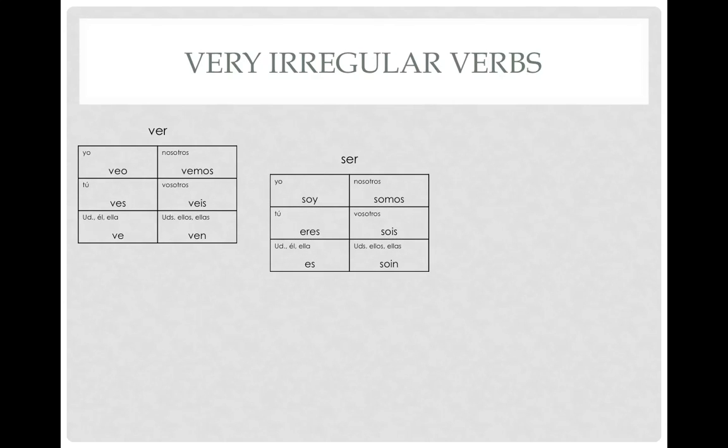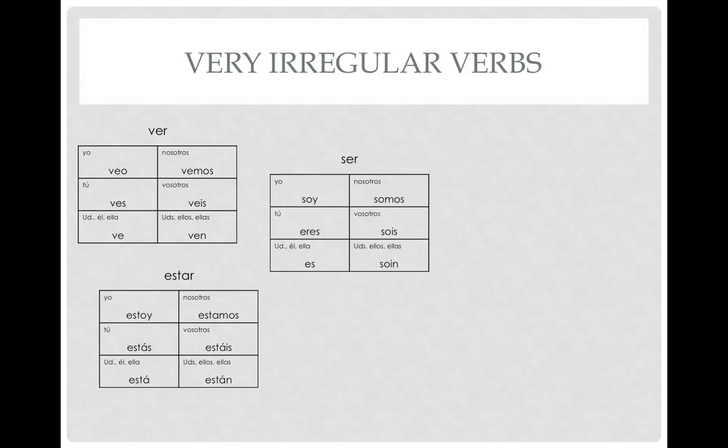The next one is ser. You guys have already learned this verb, so hopefully this looks familiar to you. Soy, eres, es. Somos, sois, son. Estar is your next one. The yo form is estoy, estás, está, estamos, estáis, and están. Again, pay attention to where those accents are.